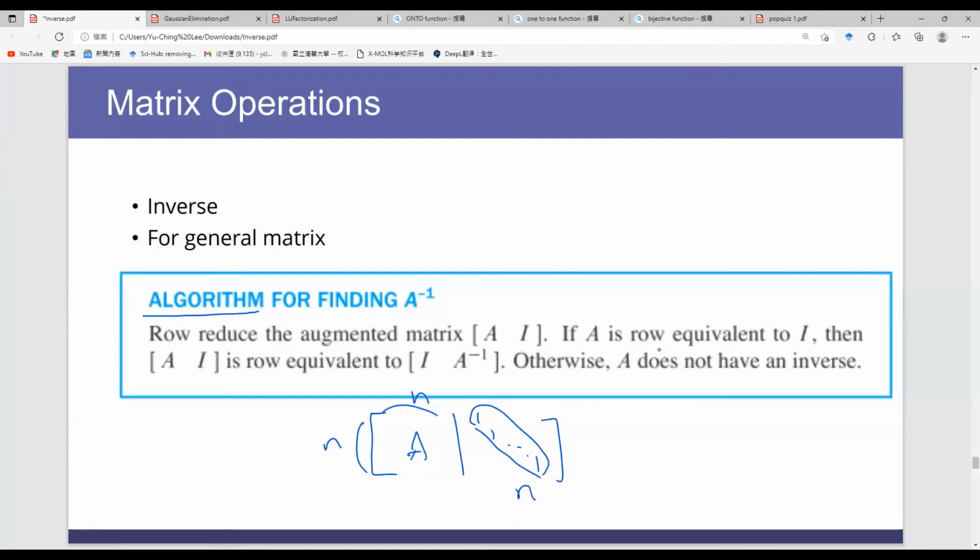So on the left-hand side, we have the A matrix. On the right-hand side, we put the identity matrix so that it becomes an n by 2n matrix. We have n rows and 2n columns, put side by side.